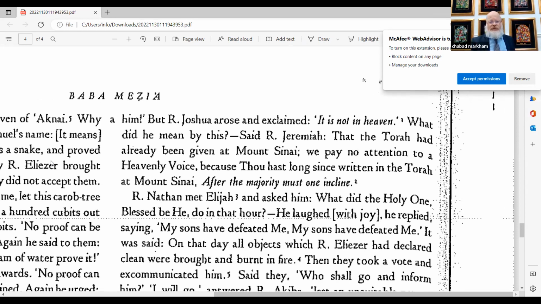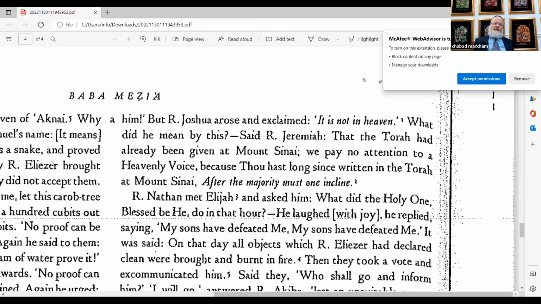What does he mean by this? I'm reading it now further in the English, which I didn't read yet in the Hebrew. Rabbi Yirmiyah said that the Torah has already been given at Mount Sinai. We pay no attention to a heavenly voice, because You have long since written in the Torah at Mount Sinai, after the majority one must incline.